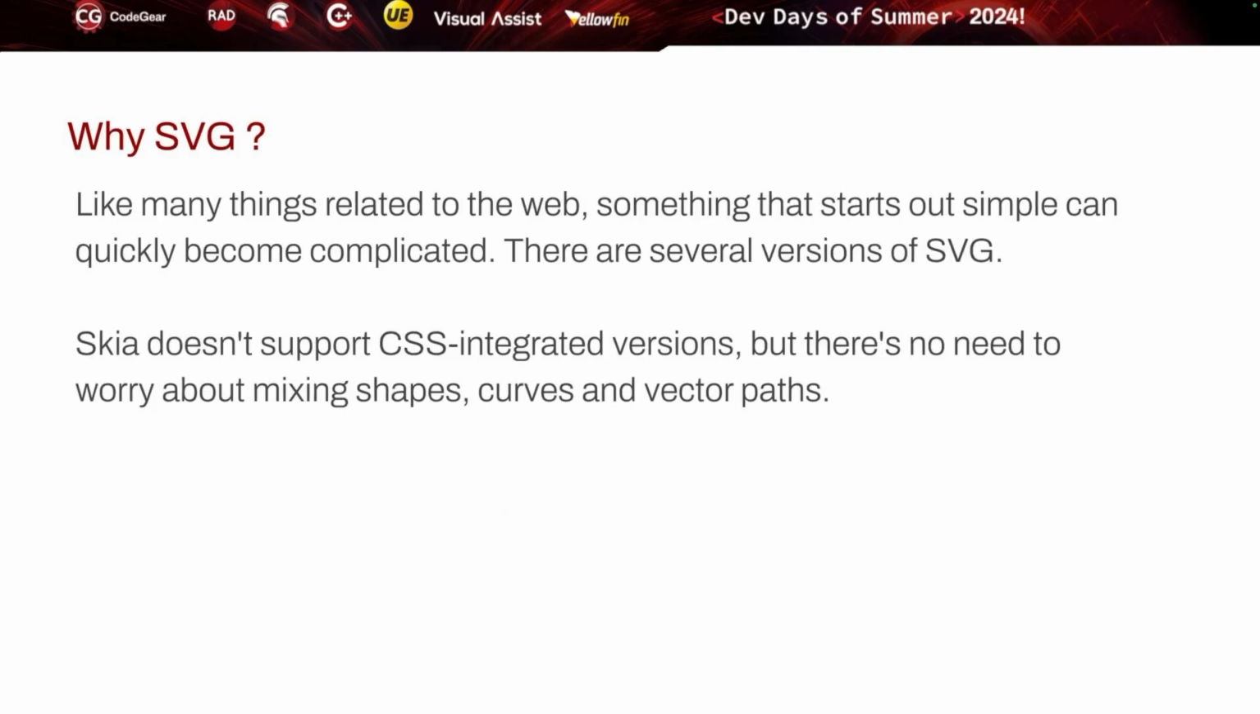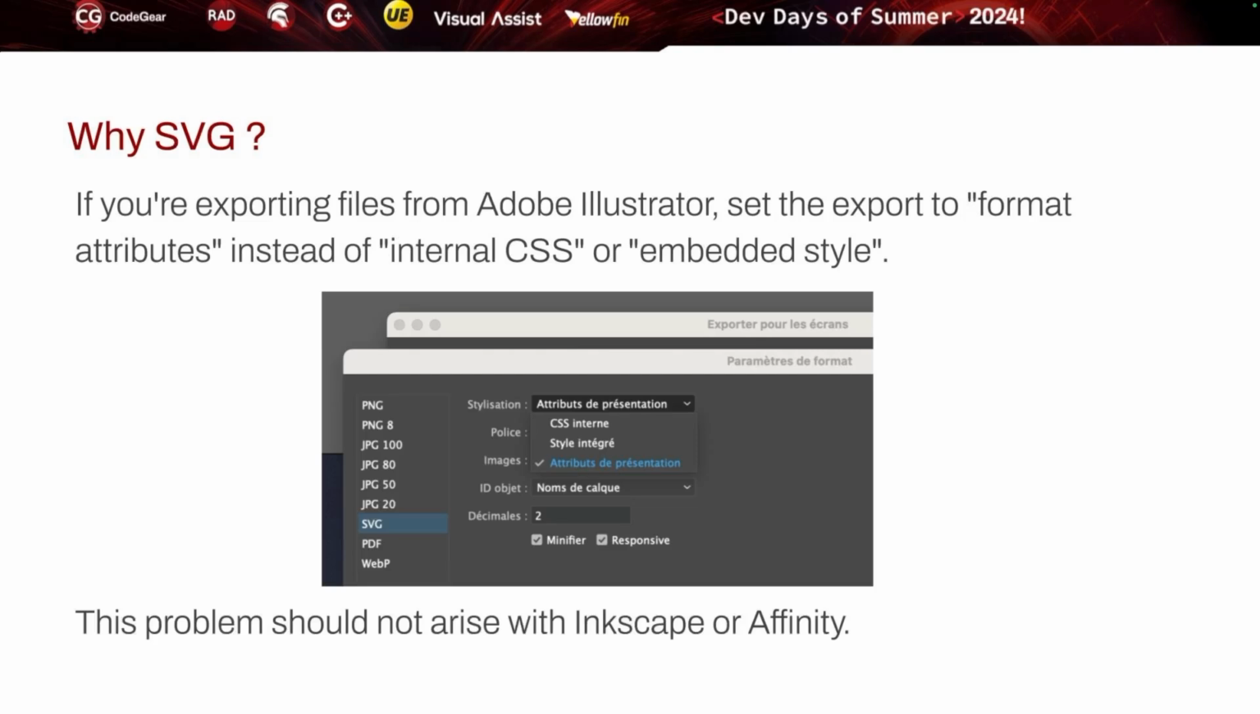Like many things related to the web, something that starts out simple can quickly become complicated. There are several versions of SVG. Skia doesn't support the CSS integrated version, but there is no need to worry about mixing shapes, curves, and vector paths. If you are exporting files from Adobe Illustrator, set the export to format attributes instead of internal CSS or embedded style. This problem should not arise with Inkscape or Affinity.